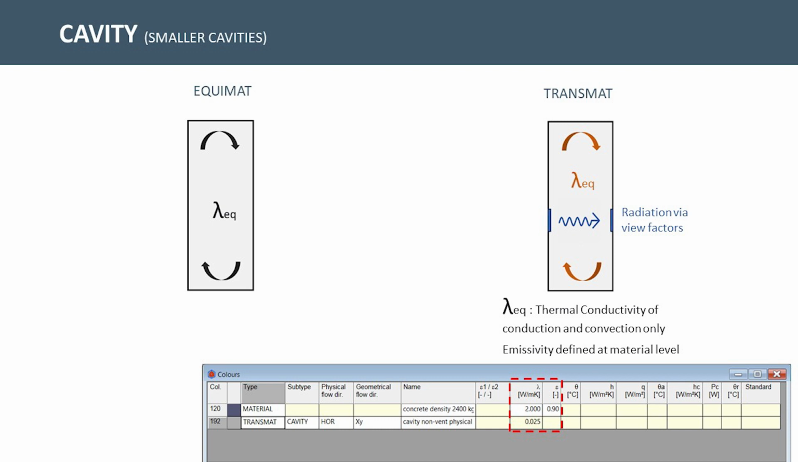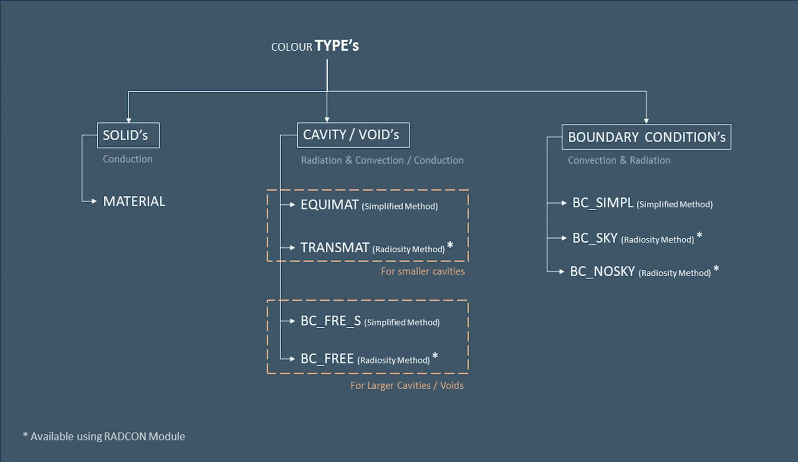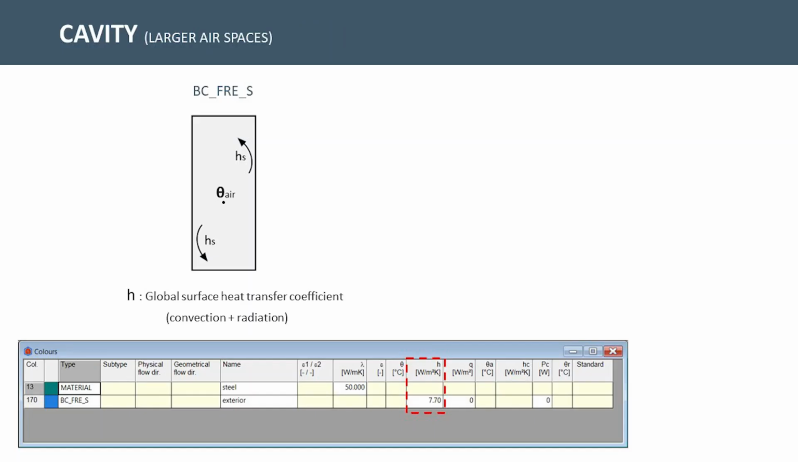Hence, in such cases of performing analysis using the radiosity method, emissivity input is enabled under infrared radiation. We have seen till now the approach to model heat transfer through smaller air cavities with Equimat and Transmat. Now, for larger cavities, say for example more than 300 mm, it's more practical to model the air space with one central temperature node, assuming perfectly mixed conditions. Here again, we can distinguish infrared radiation between a simplified method and detailed radiation via view factor. The type BC-free S considers simplified infrared radiation.